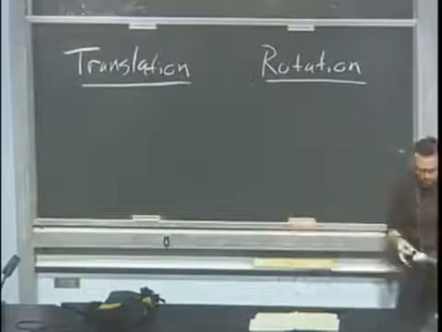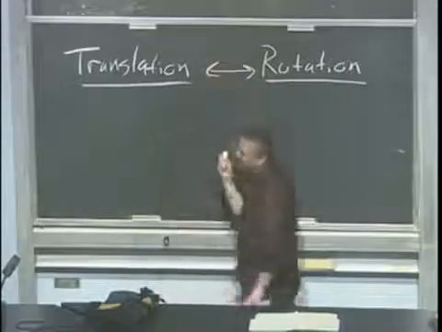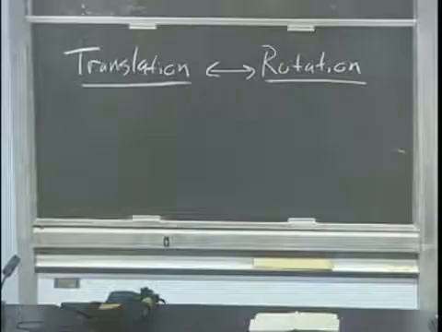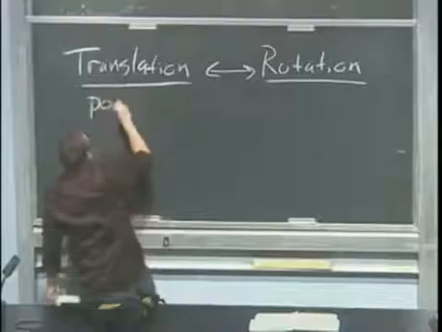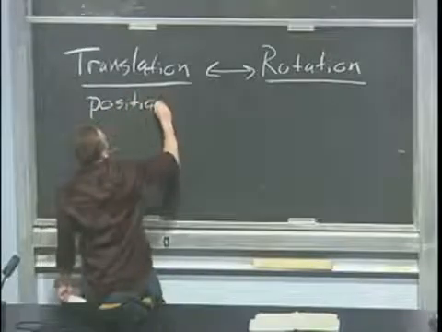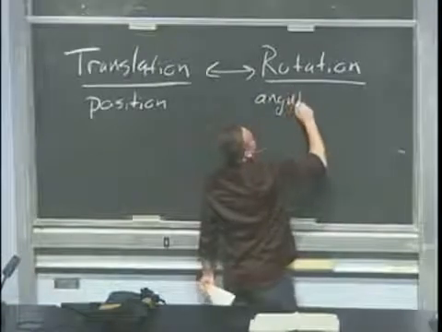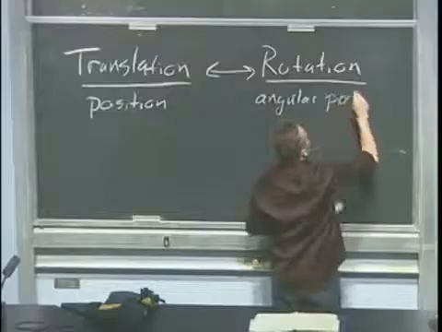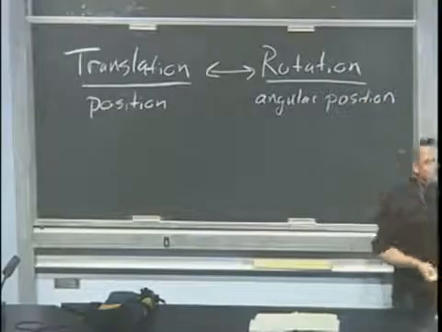Okay, so these are, let me draw a little arrow going back and forth to show that these are just the analogous quantities between the two. The first one is for translation. We had position. For rotation, we've got angular position or angular rotation. Same thing. How far have you rotated that object?